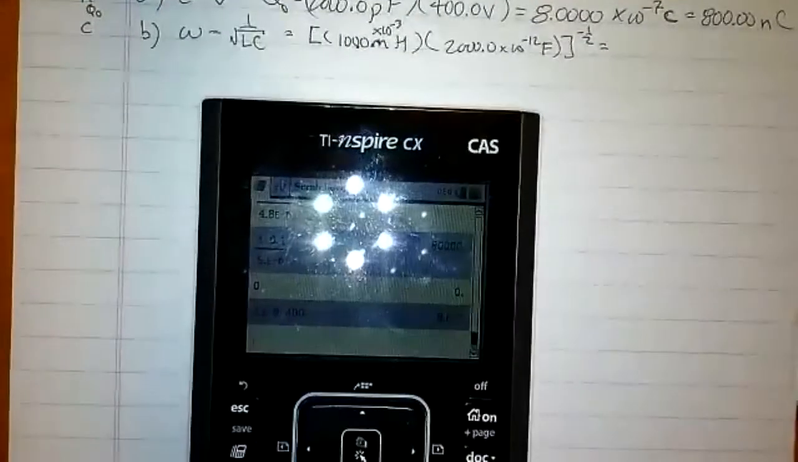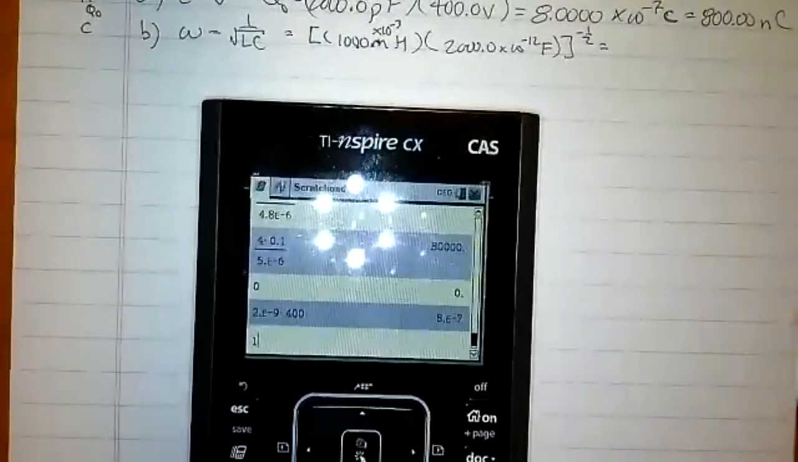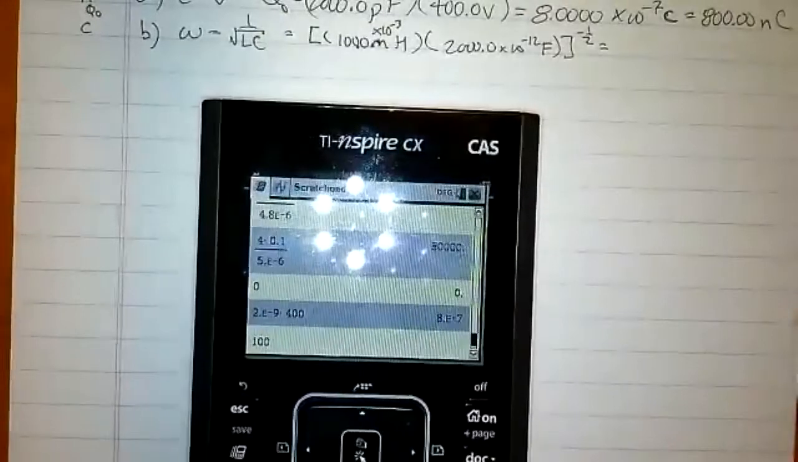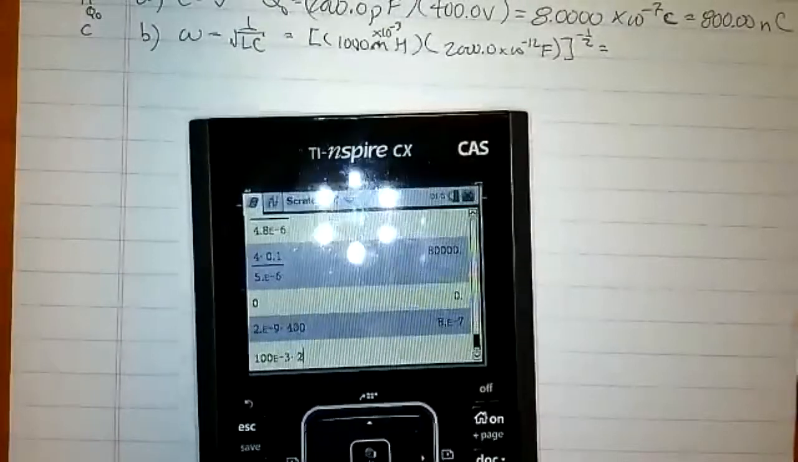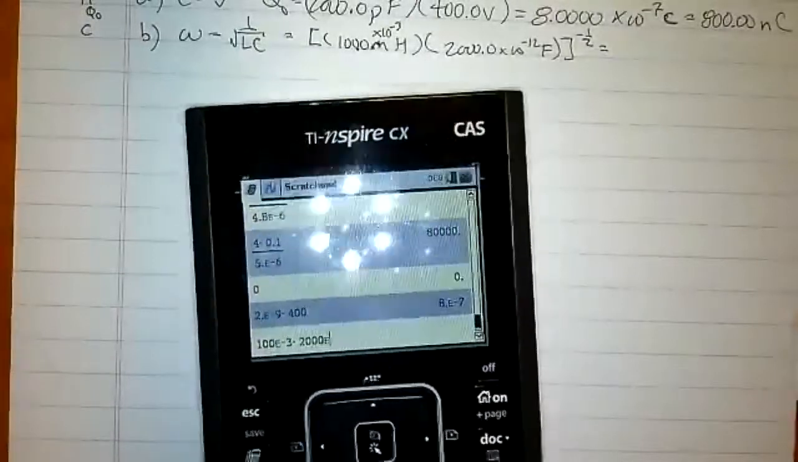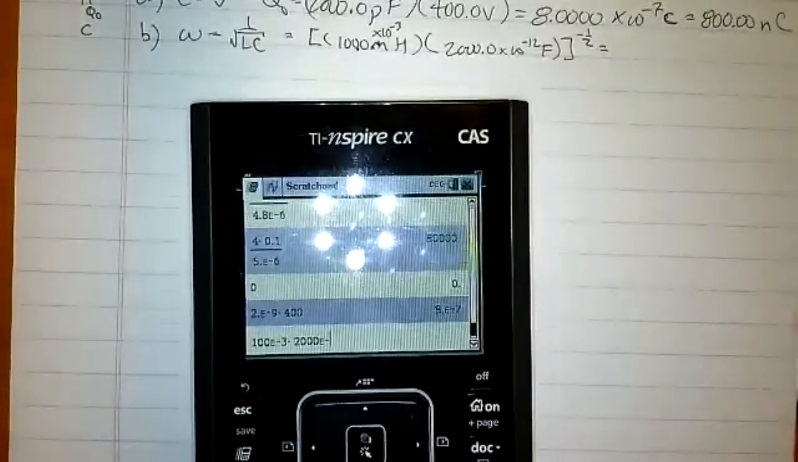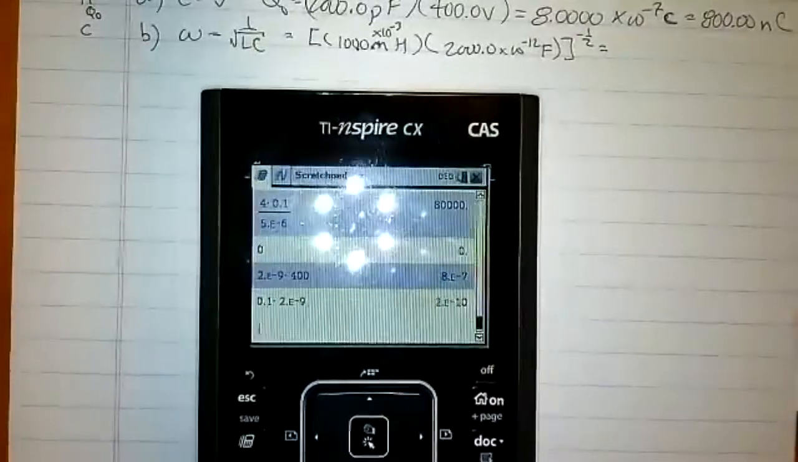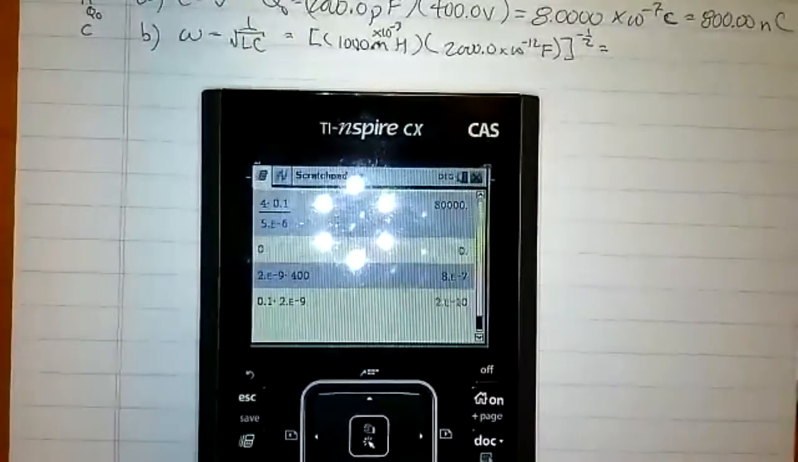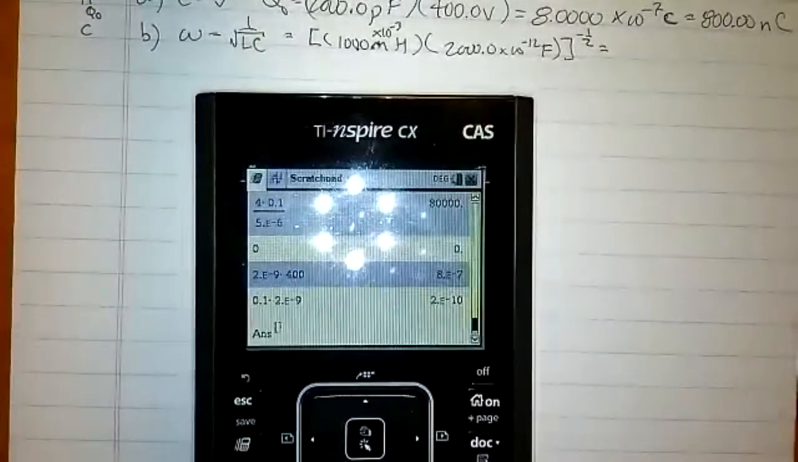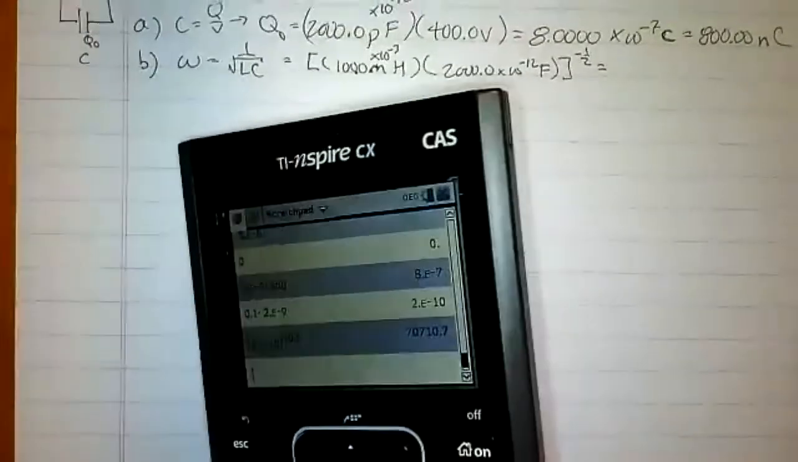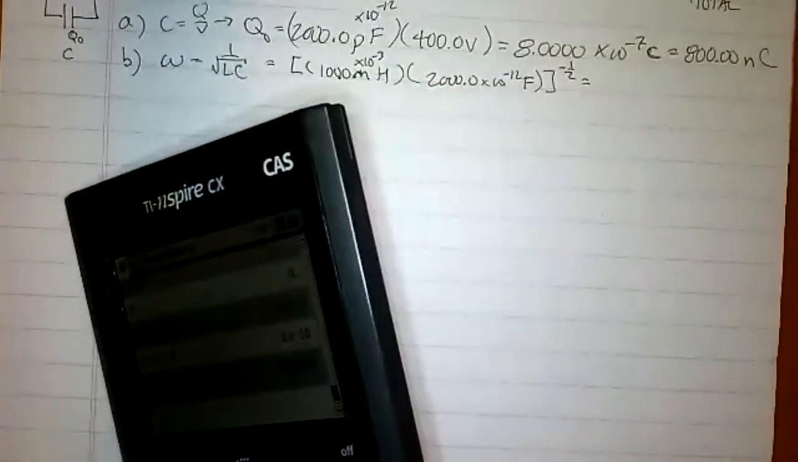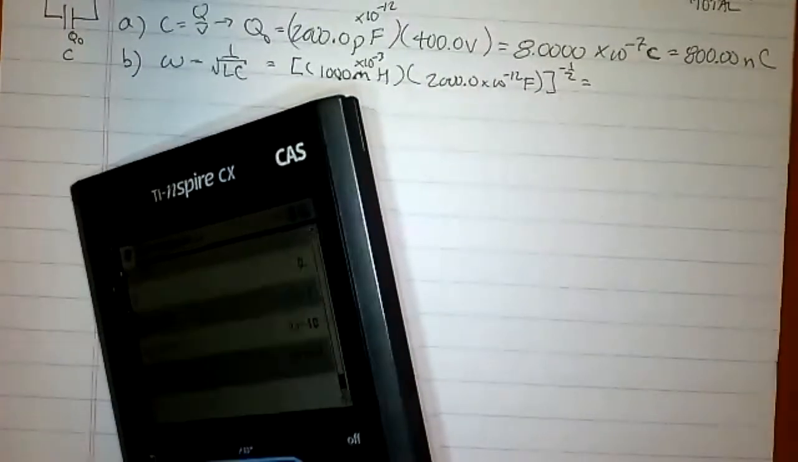So I'm going to put this in my calculator, and I'll maybe even show it so you can make sure I don't make any mistakes. So I'm going to say 100 e to the -3 times 2000 e to the -12, and that's just the part we multiplied. Now I'm going to raise that to the -1/2 power, so I'll put -0.5, and that gives me 70,710.